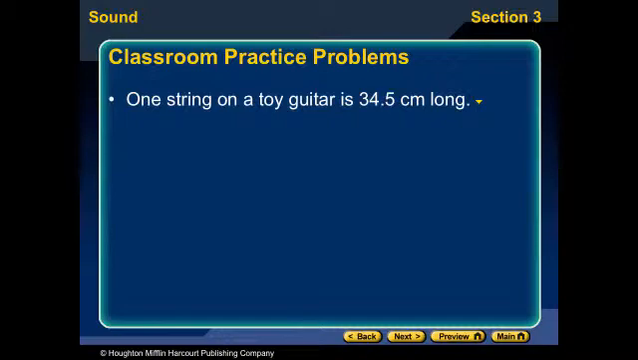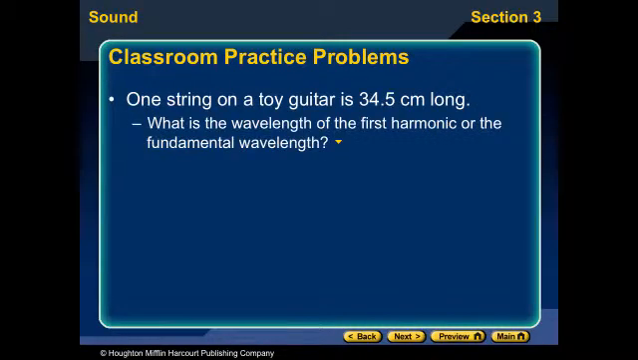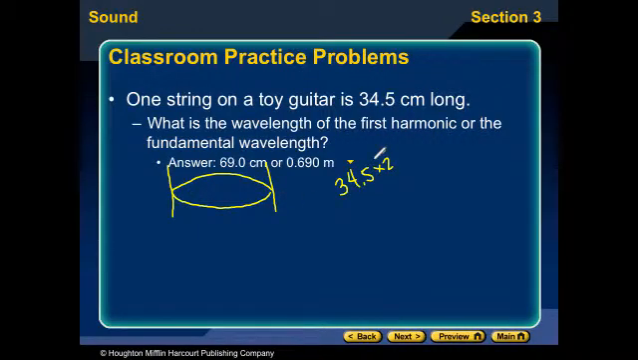So let's say one string on a toy guitar is 34.5 centimeters long. What's the wavelength of the first harmonic, or the fundamental wavelength? Okay, let's draw a picture. The first harmonic looks like this. From here to here is 34.5 centimeters. So what's the wavelength? You're going to multiply that by 2. So you're going to have 34.5 times 2, because one wavelength will be here and down around. So twice that.